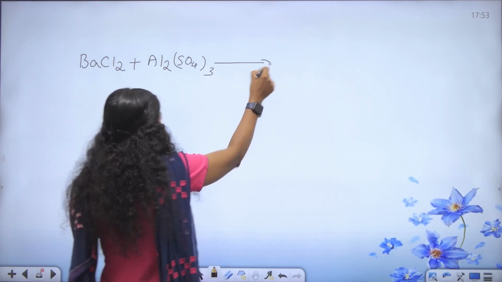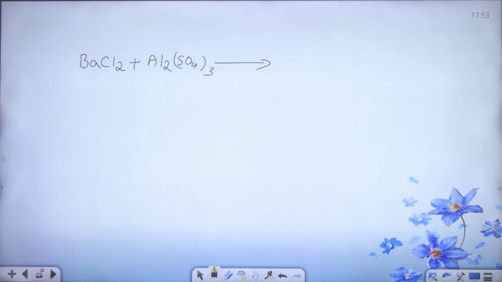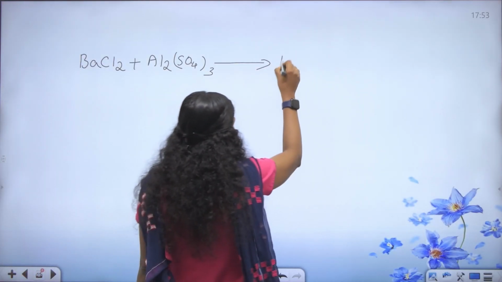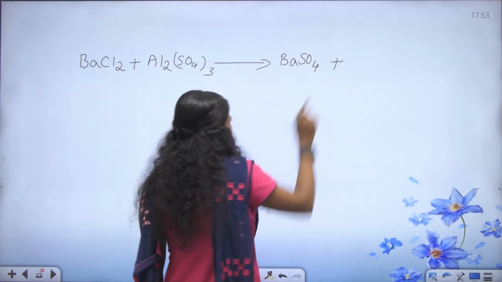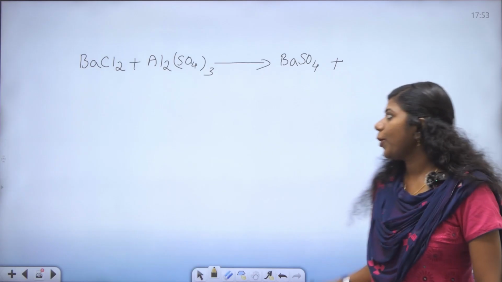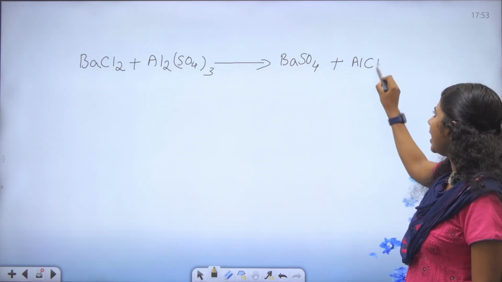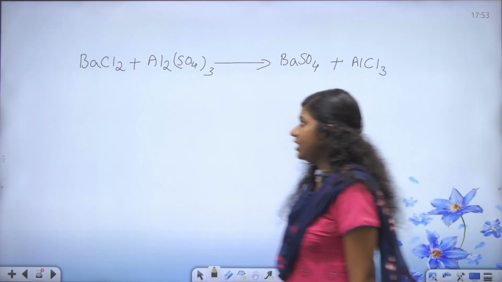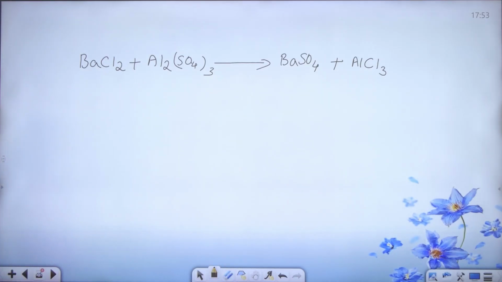The chemical formula of barium sulfate is BaSO4. And aluminium chloride is AlCl3. The chemical equation is BaCl2 plus Al2SO4 thrice gives BaSO4 plus AlCl3.